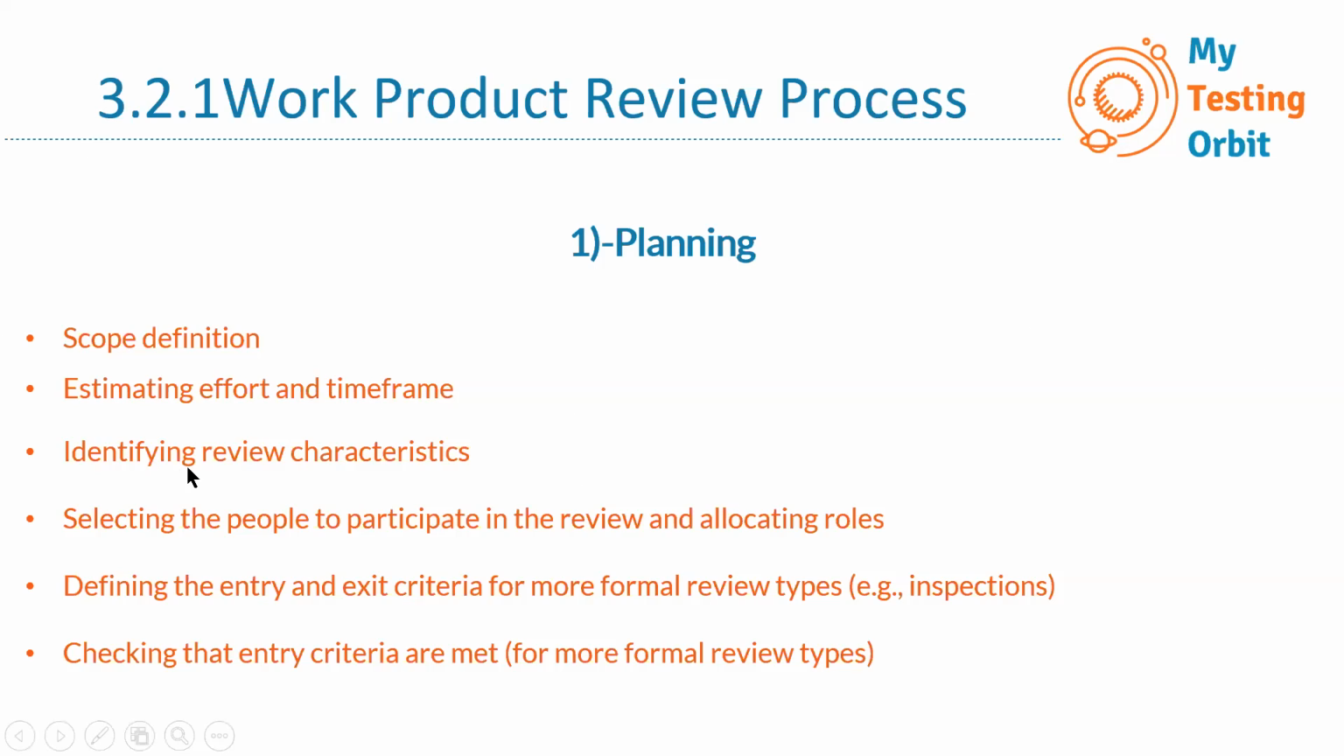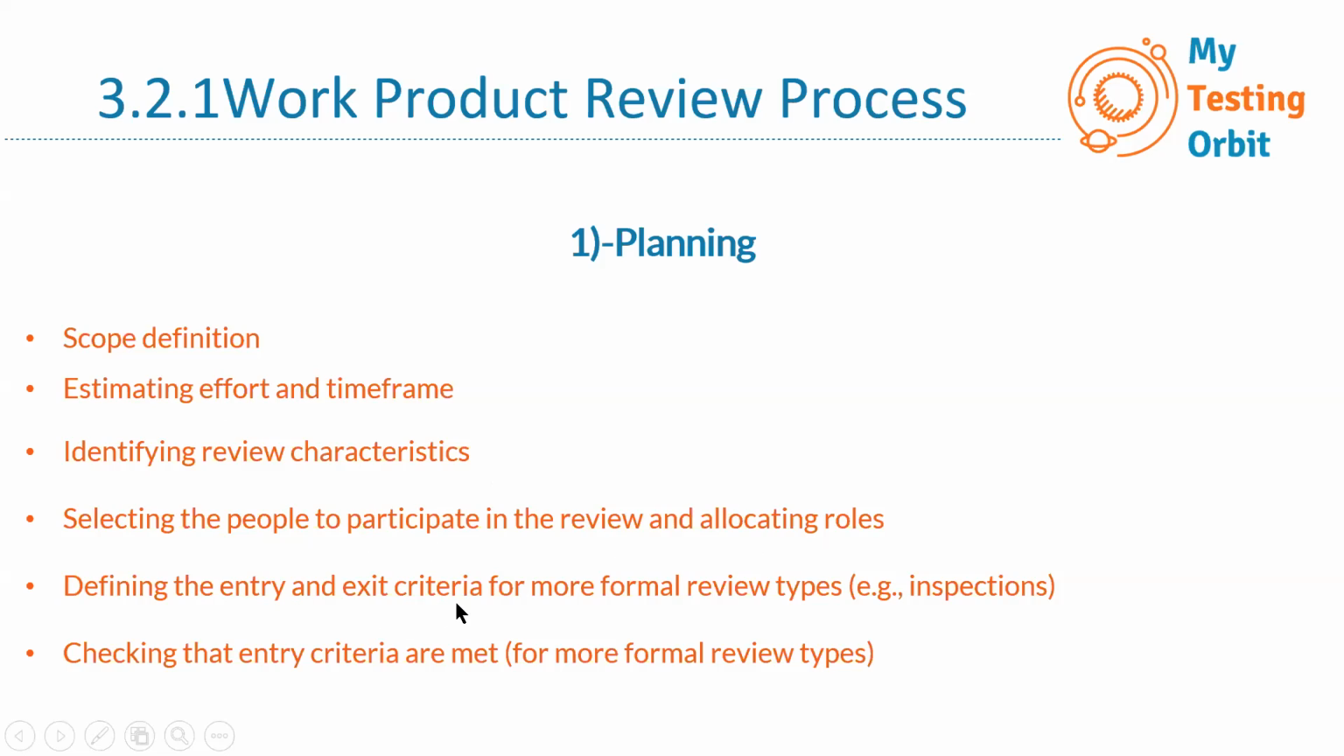Then identifying review characteristics, that is, what characteristics we are actually reviewing as part of this process. Then selecting the people to participate in the review and allocating roles. Later on today we will go through the roles in detail, but in the planning section, we identify who will be the participants of this process and which roles they will be performing.